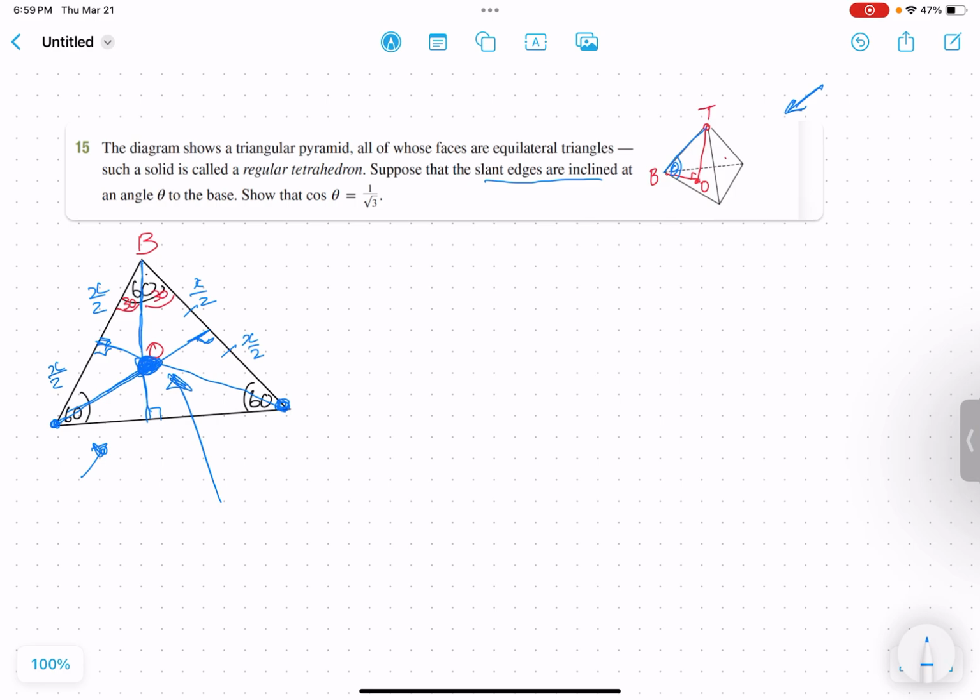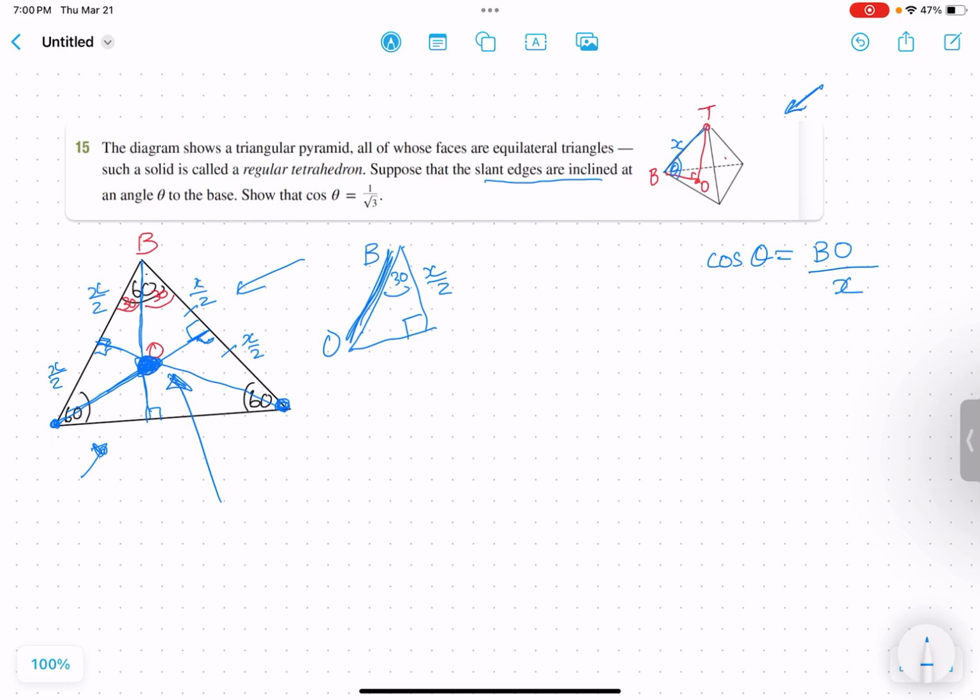So what we already know is that BT is x. If I knew BO, then I could use cos, because cos theta is BO, which I haven't got yet, on BT. All right, so let's find BO using this picture over here. So remember, this is a right angle triangle here. If I take that right angle triangle out here, this is 30 degrees, this is x on 2, and I'm looking for this side here, which is BO.